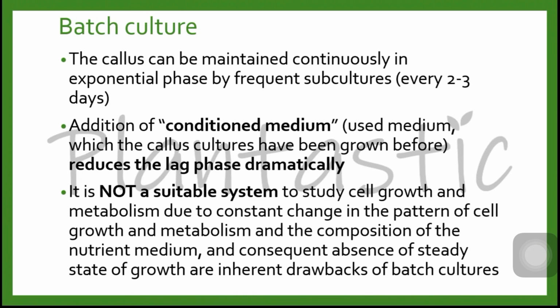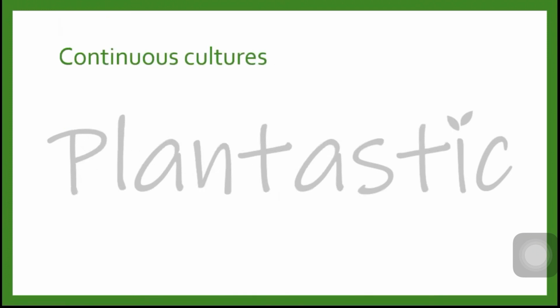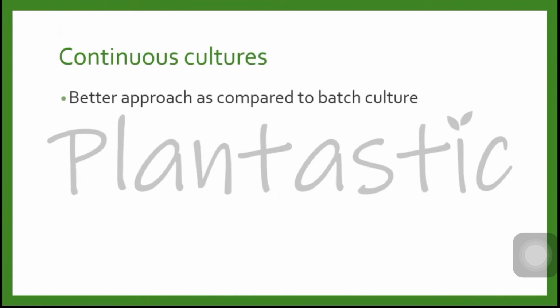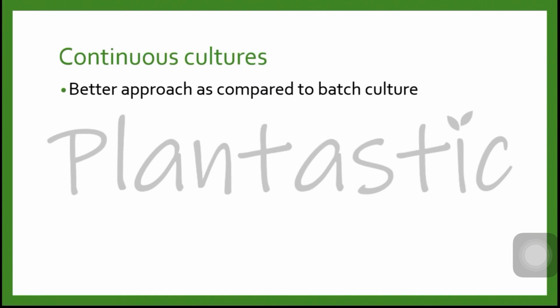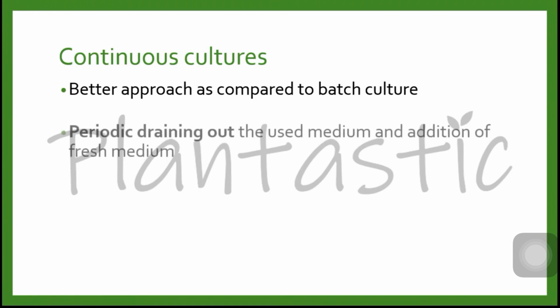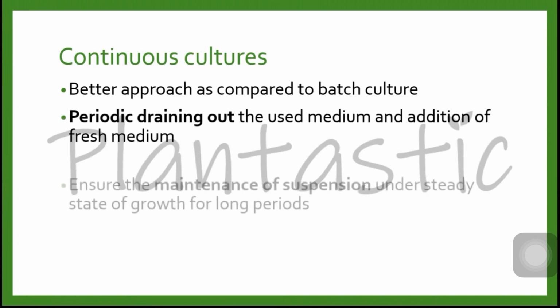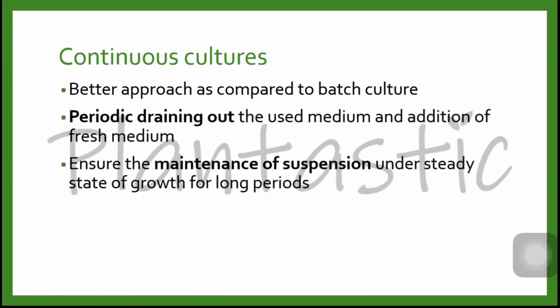Therefore, we have the continuous culture, which is the better approach as compared to the batch culture. It is the periodic draining out of the used medium and addition of fresh medium. For example, we take out the callus or we filtrate the callus and put the callus into the new medium. So for the new culture, there is no used medium inside of it. This is to ensure the maintenance of the suspension under a steady state of growth for long periods.